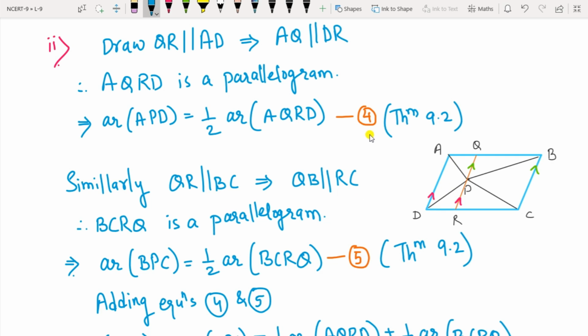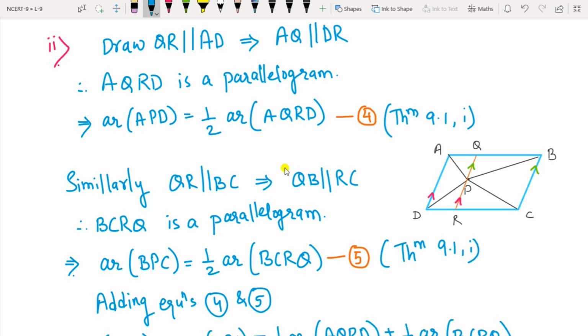Okay. And then consider this side, that is QR is parallel to BC, therefore this is a parallelogram, and therefore area of triangle BPC will be half of area of parallelogram BCRQ. That is equation number 5 here. Okay. Same thing. Okay. Now this is equation 5.